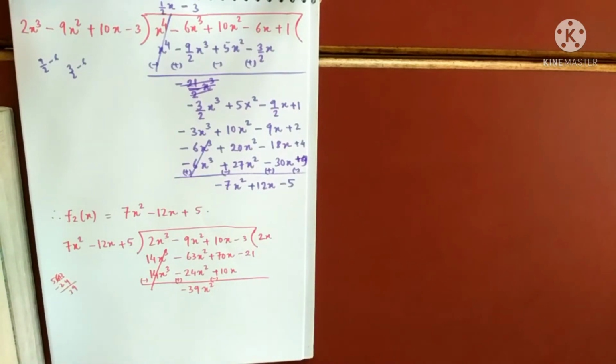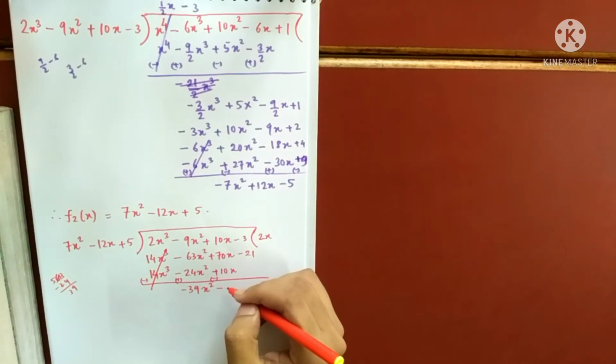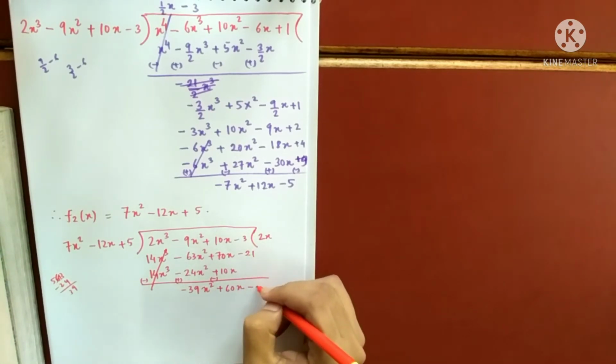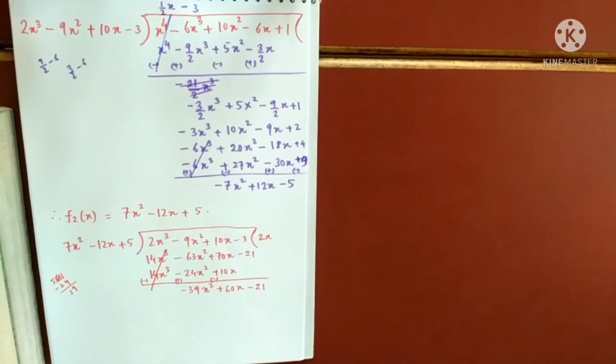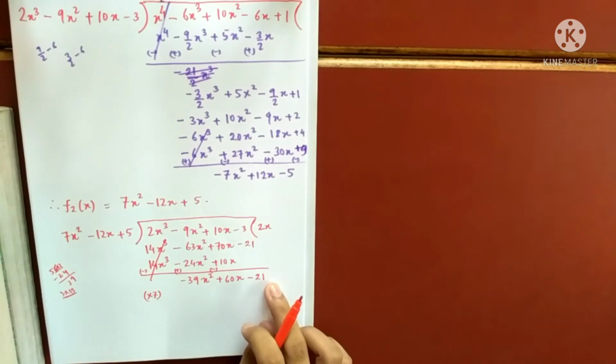Minus 39x squared. So again, minus, sorry, plus 60x, and this is becoming minus 21. Copy it as it is, right? So what you can do, you can again multiply by some number to make this divisible by 7. So please multiply each of the quantities by 7.